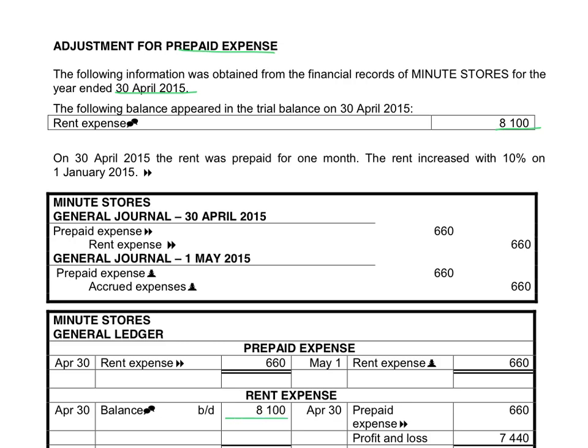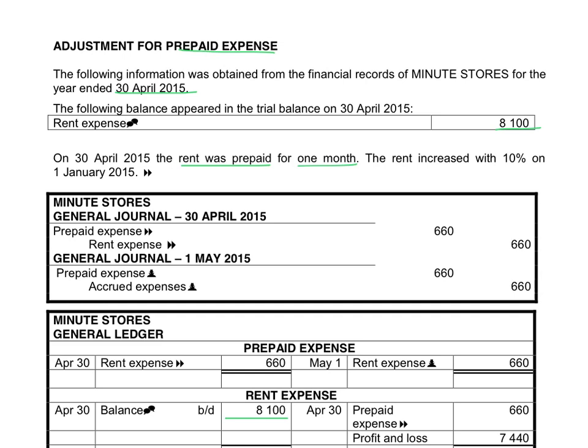That means that all the expenses that were paid during the year, the bank was credited and rent expense was debited, and that gave us the total of 8,100. But included in that 8,100, there is rent prepaid for 1 month.